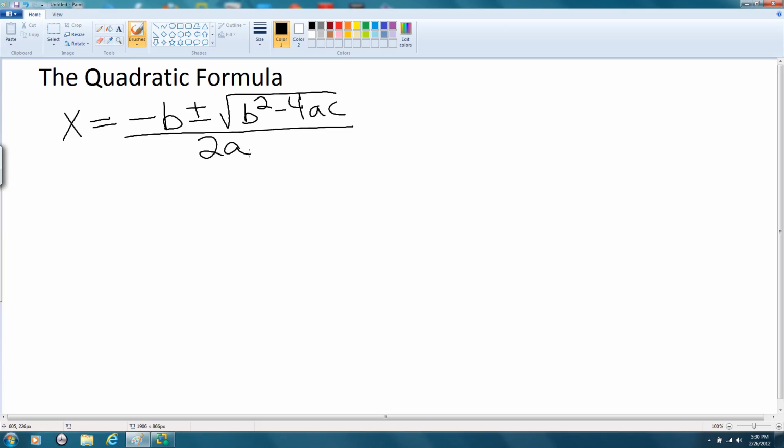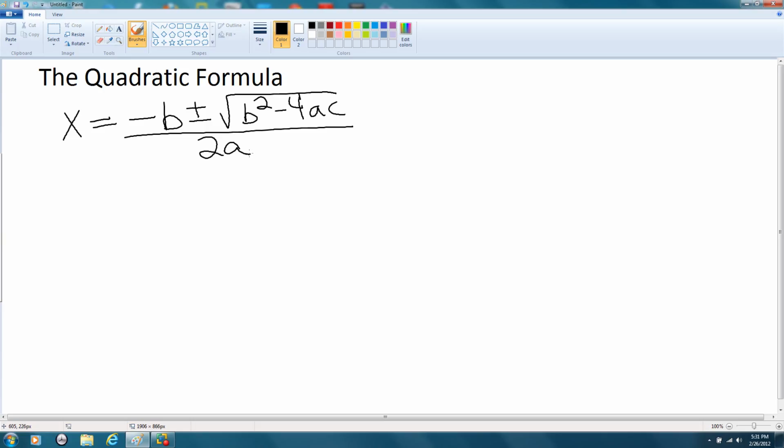2a. So this can be used to solve any quadratic equation, even if it has irrational answers, like with square roots of imperfect squares, which you can't do by factoring. You can do it by completing the square, or you can do it with the quadratic formula, but you can't do it by factoring.